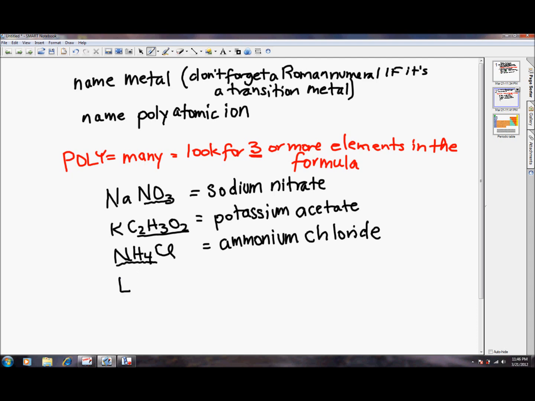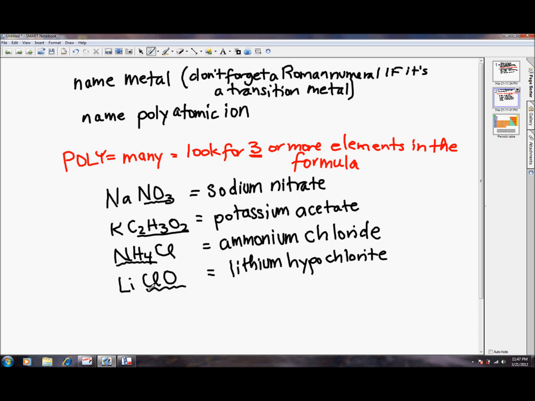Okay, let's look at a couple more. Okay, 1, 2, 3 elements, Li, Cl, and O. Okay, here at the beginning, Li, that's lithium, so that's my metal. Write down lithium. Okay, that means that the rest of it has to be the polyatomic ion, ClO. So you look at the back of the periodic table, look around, and you say, where's ClO? ClO is called hypochlorite.